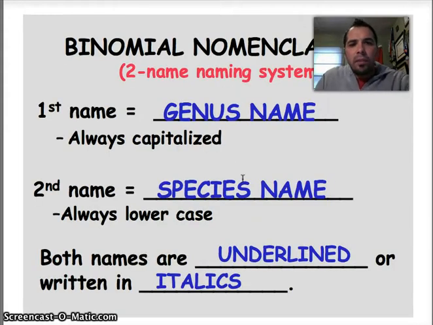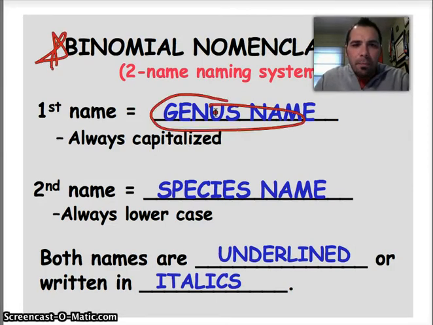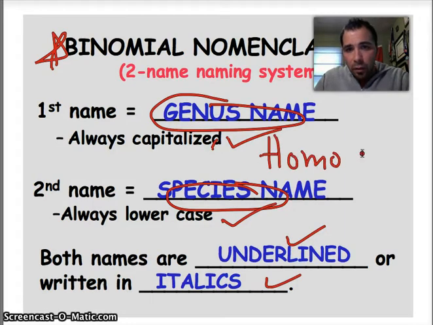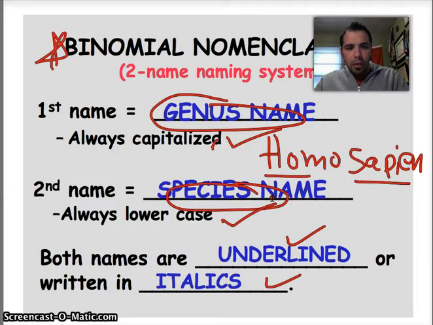Binomial nomenclature. And so this will be a great short answer question. So when we're talking about binomial nomenclature, put a little star next to this, we've got the genus name, which is always capitalized. We've got the species name, which is always lowercase, and then we underline or italicize both names. So for example, our scientific name is Homo sapiens. Homo sapiens. As you can see here, capitalized, lowercase.